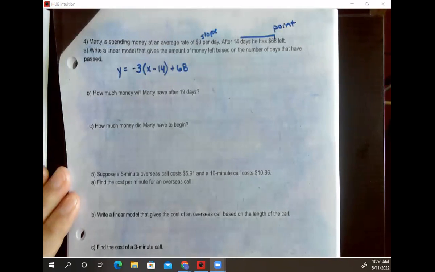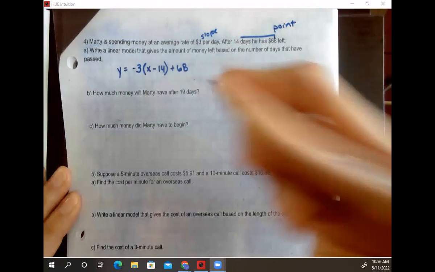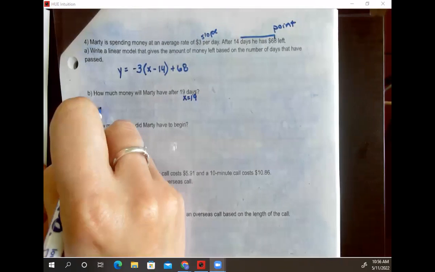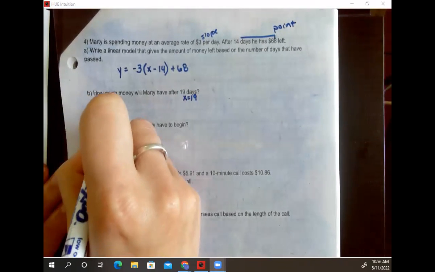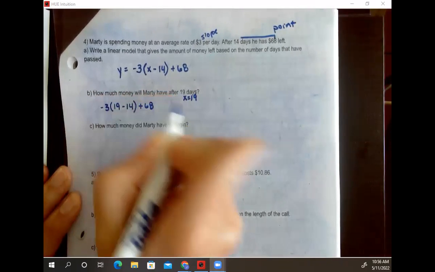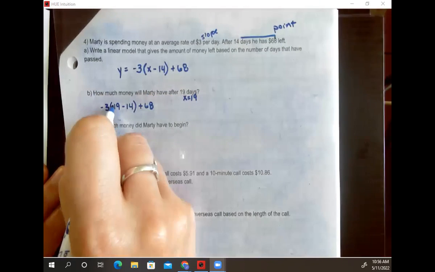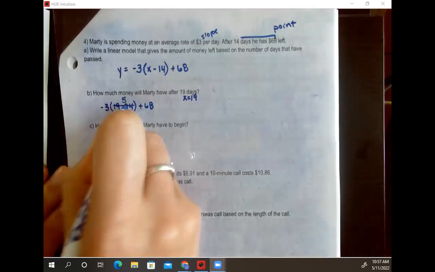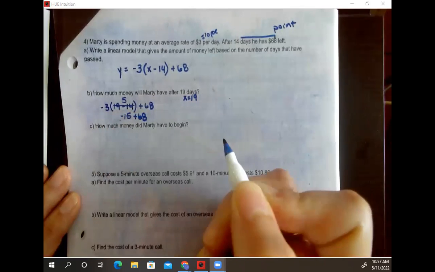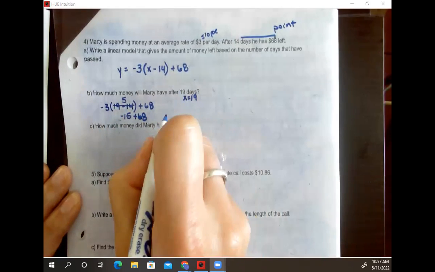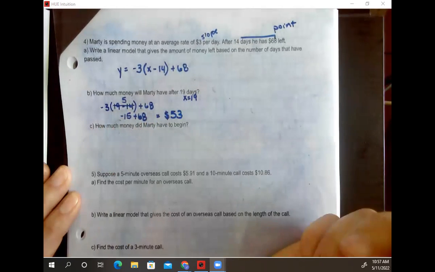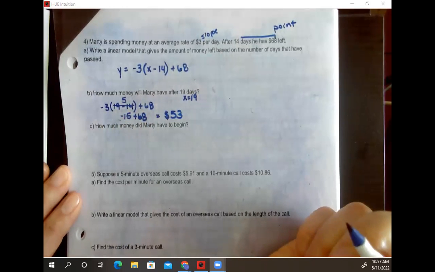C says how much money will Mary have after 19 days? So this would be our x value. We're going to plug in x equals 19 to the function that we have. So negative 3 times 19 minus 14 plus 68. So in a couple more days, how much will we have left? 19 minus 14 is 5. Negative 3 times 5 would be negative 15. So I'll spend $15 more from where we're at right now. That would give us $53. So in 19 days, Mary's account balance will be $53.